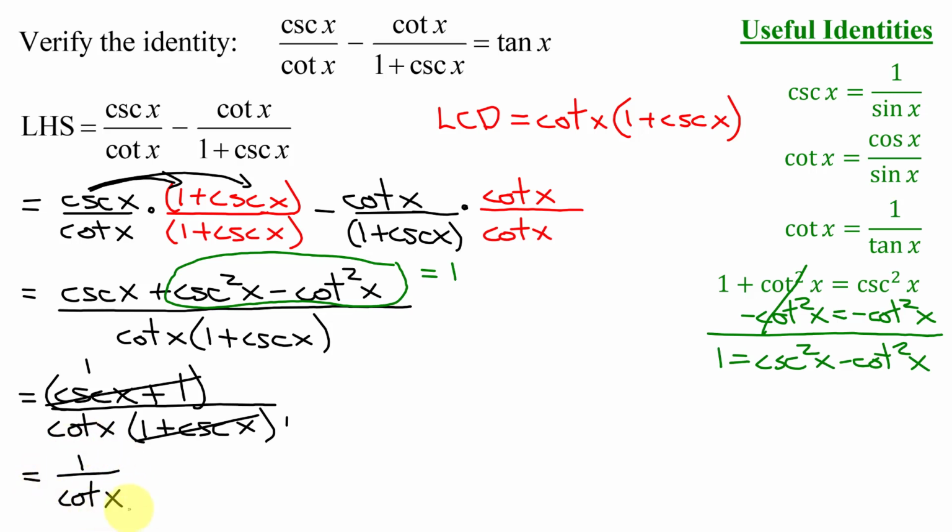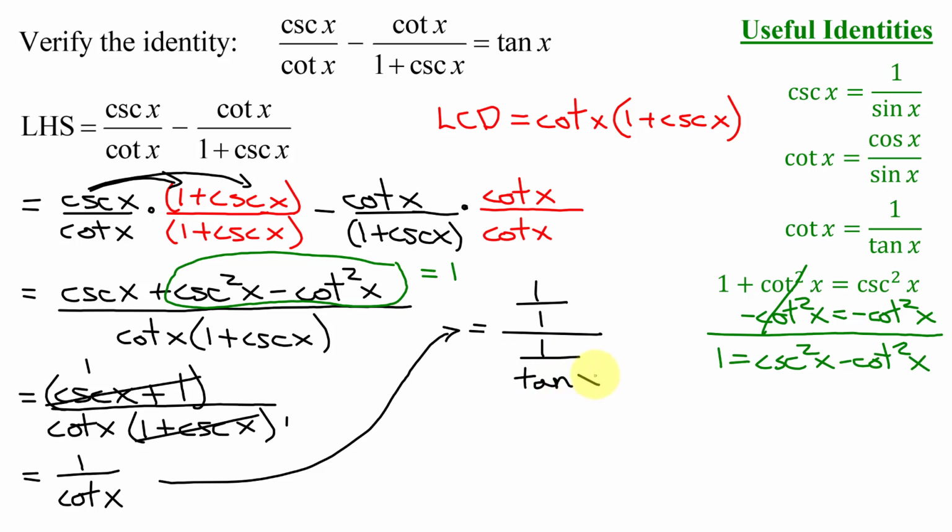And what is 1 divided by the cotangent of x? Remember, it is the reciprocal function of the tangent of x. So this is going to equal the tangent of x. But just to prove it, I'm going to write it up here. I'm going to write my numerator 1 as a fraction, 1 divided by 1, divided by the cotangent of x, which is 1 divided by the tangent of x.